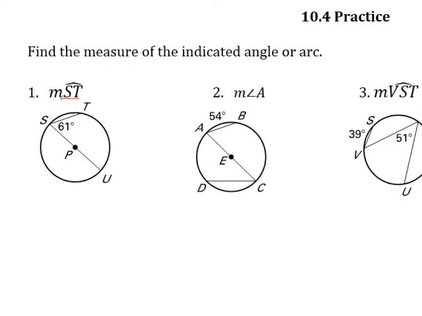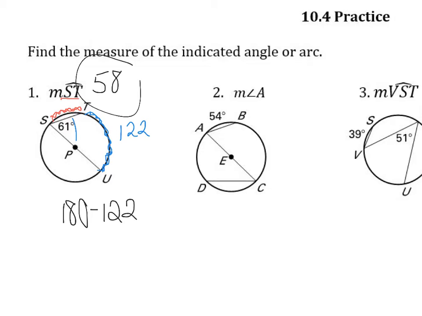For this first one, I'm worried about arc ST up here on top of my circle. So the only information I'm given is this inscribed angle, 61, which tells me that the intercepted arc, TU, is going to be double that amount, which gives me 122. The other thing that I noticed here is that SU is a diameter, which means that arc SU is a semicircle, so it adds up to 180. So from there I can do 180 minus the 122, which leaves me with 58 for arc ST.